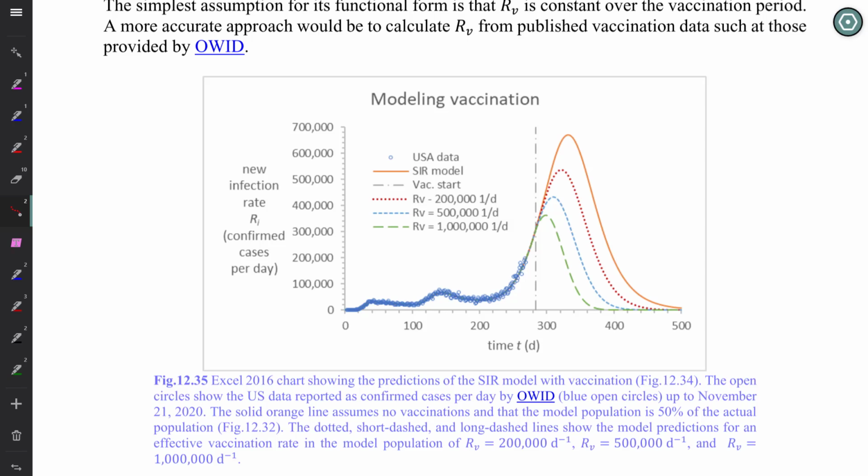This figure shows the effect that vaccinations can have on a period with a static infection rate constant. The orange curve is the same as the curve from the previous figure, with a model population of 50% of the actual population, and we're assuming that they're not vaccinated. The dotted red line represents the effect of vaccinations at the rate predicted for the Pfizer BioNTech vaccine alone. The blue dashed line corresponds to vaccinations at just over twice that rate, and the green dashed line is for twice that value.